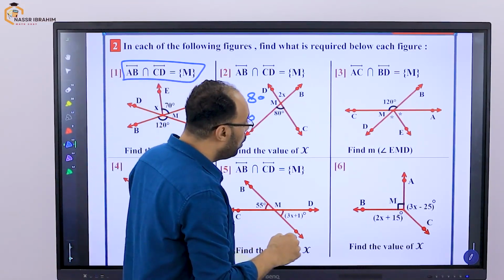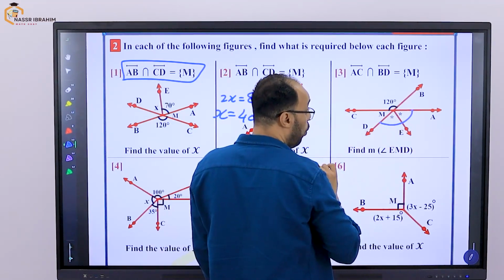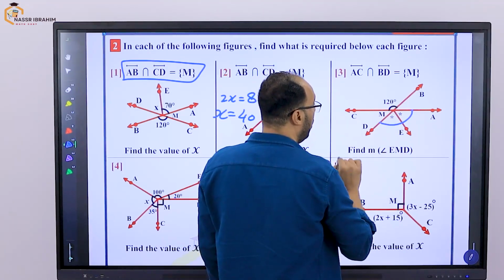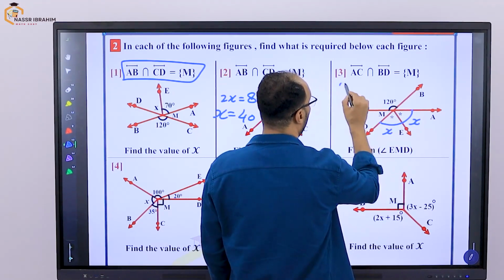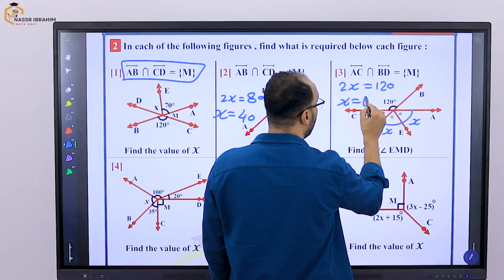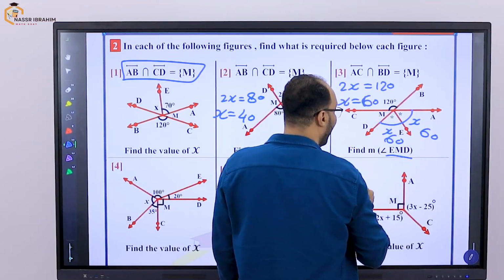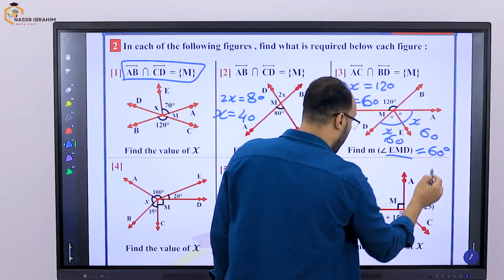In this one, you will find that these two angles, by the way, are equal because they have the same sign, will be equal to what? 120 degrees. If we call them x and x, so 2x equals 120. x will be 60, this one or this one. He asked us to get EMD, which equals 60 degrees.